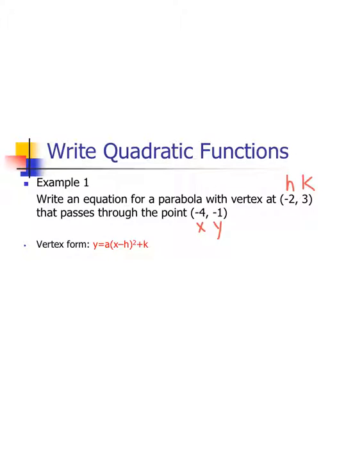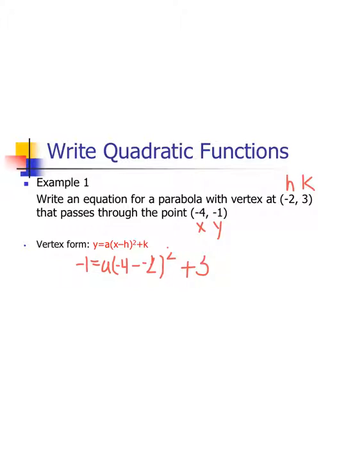So right here we've got y. Well, y is -1, so we're going to put in -1 equals a, and then the x is -4, minus the h. Well, the h is -2, so make sure that you put a minus negative, and that's going to be squared, and then we've got the plus k, which is plus 3.